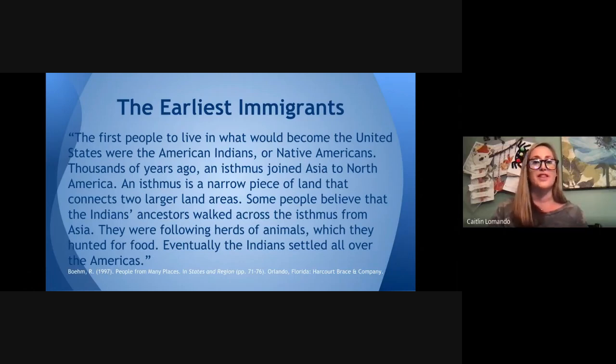Some people believe that the Indians' ancestors walked across the isthmus from Asia. They were following herds of animals which they hunted for food. Eventually, the Indians settled all over the Americas. So geologists and scientists believe that humankind was in Asia and then followed animals and migrated outwards from there.